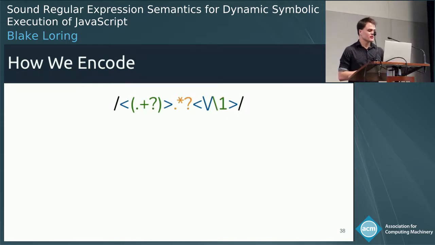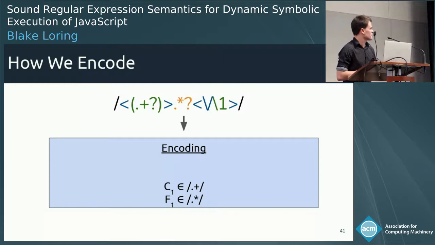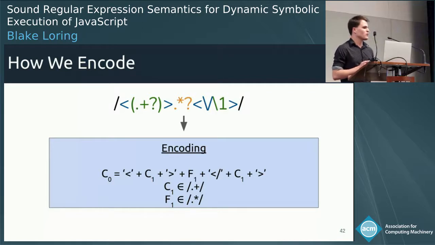So to encode regular expressions in JavaScript, we decided to split up these extended regular expressions into a set of classical regular expressions and string constraints. So with the HTML tag example that we had earlier, we start by saying there is a string F1, or filler 1, in the language .star, which means anything 0 or more times, and that's the central piece of the regular expression. We then say that C1, or capture group 1, is a string in the language .plus, which is anything 1 or more times.